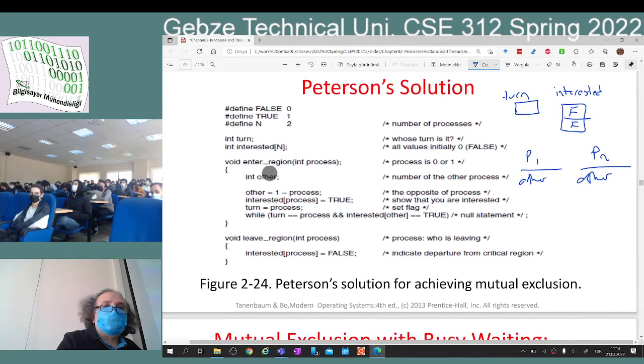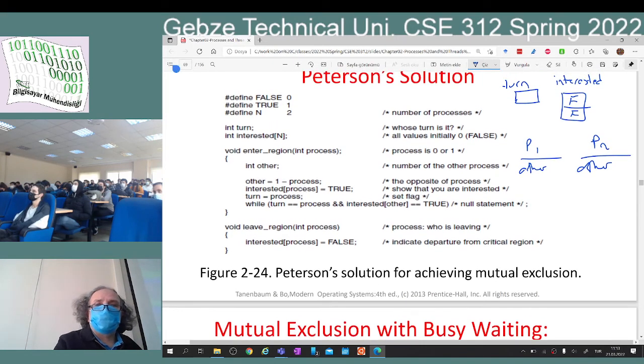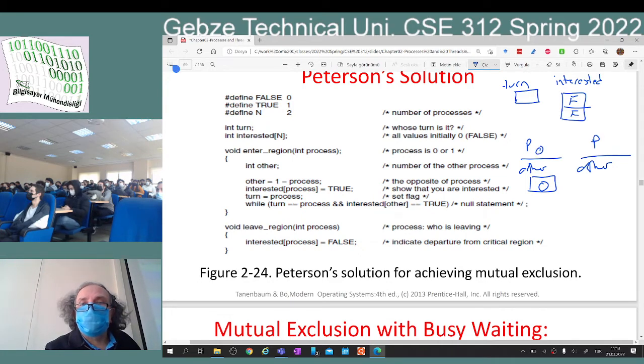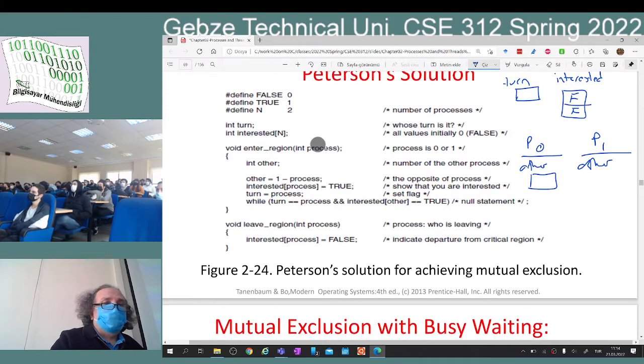This one says that the value of other is 1 minus process. For P1, if process is 1, the value of other is going to be 0. It is not a good idea to call them 1 or 2, let me call them 0 and 1. For P0, since process ID is 0, other becomes 1. For P1, other becomes 0. So each process knows the process number of the other process. Each of them has this.